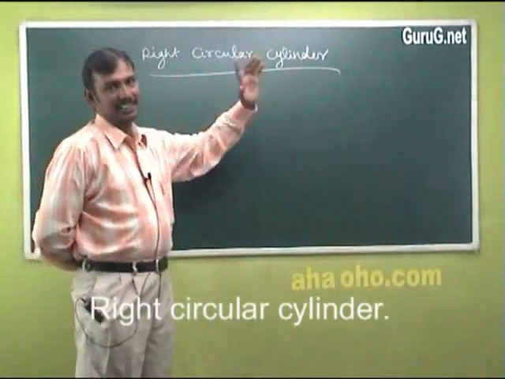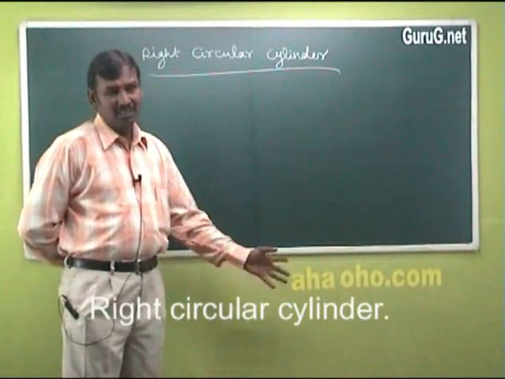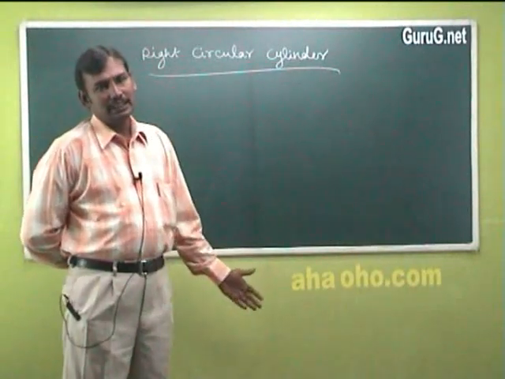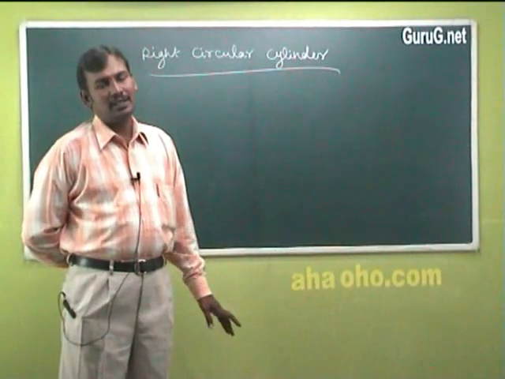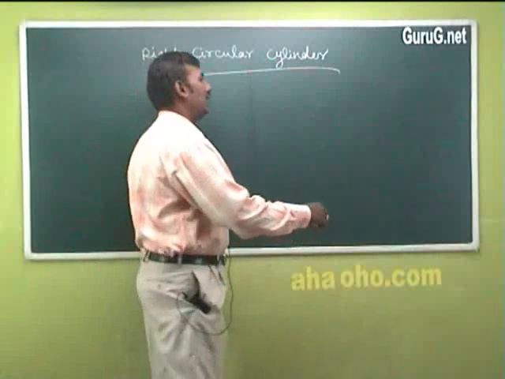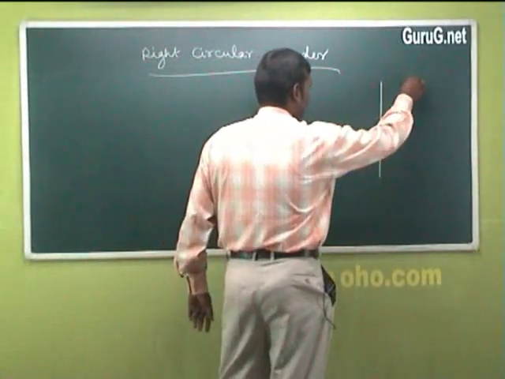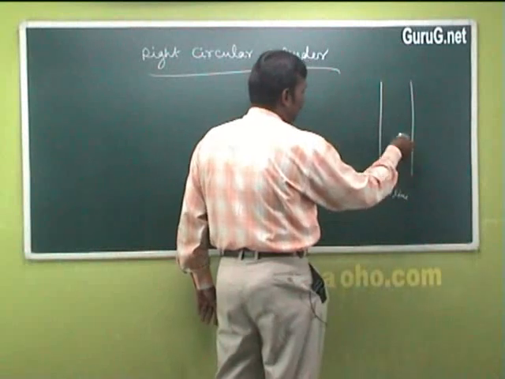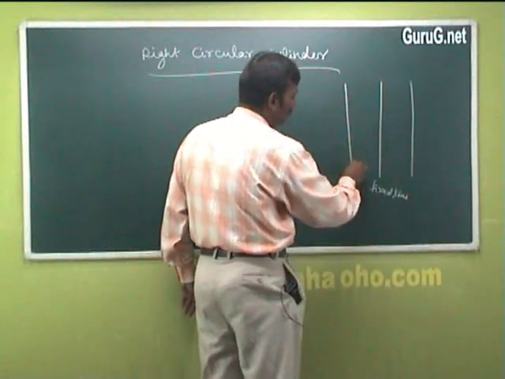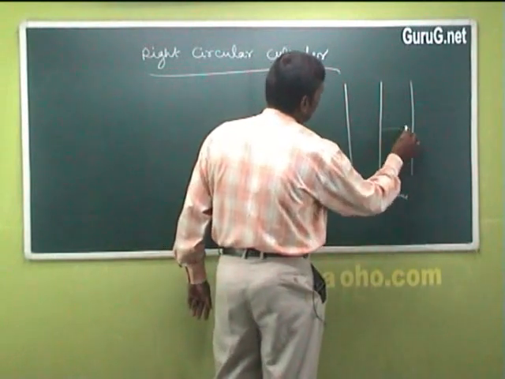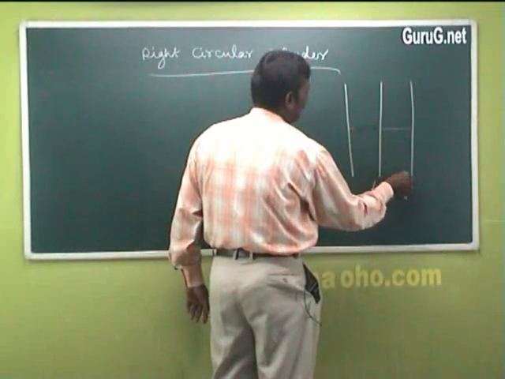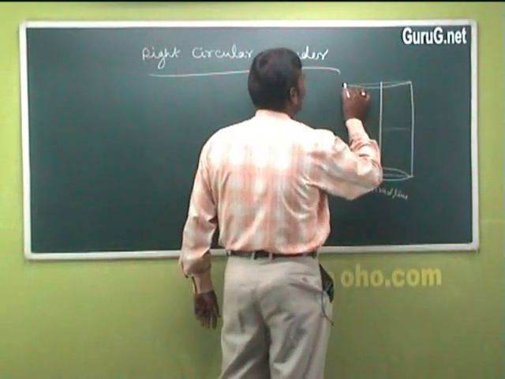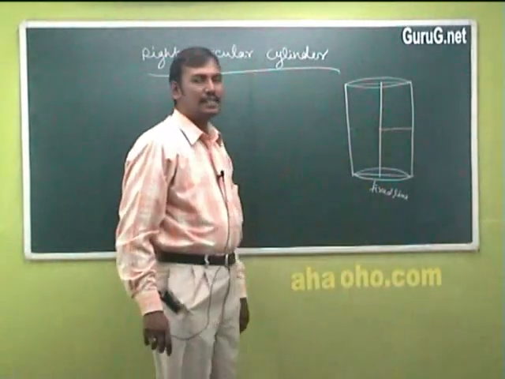Right circular cylinder is also a surface generated by a straight line which is parallel to a fixed line and also at a constant distance from that fixed line. For example, this is a fixed line. This is a generator, which is parallel to the fixed line and at a constant distance. This constant distance is called the radius of the cylinder.